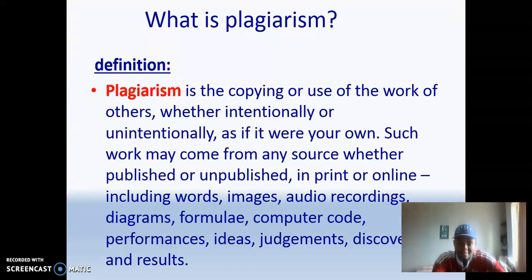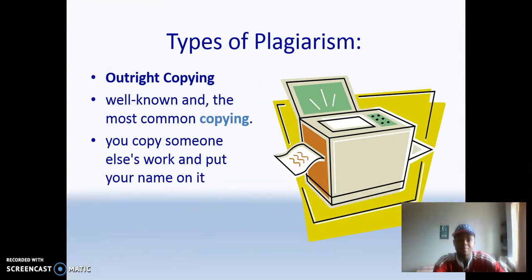The definition of plagiarism is the copying or use of the work of others, whether intentionally or unintentionally, as if it were your own. Such work may come from any source, whether published or unpublished, in print or online, including words, images, audio recordings, diagrams, formulas, computer code, performance, ideas, judgments, discoveries, and results. So basically, plagiarism is taking someone's work and using it as your own without recognizing that person or referencing that person in your work. And we have different types of plagiarism.